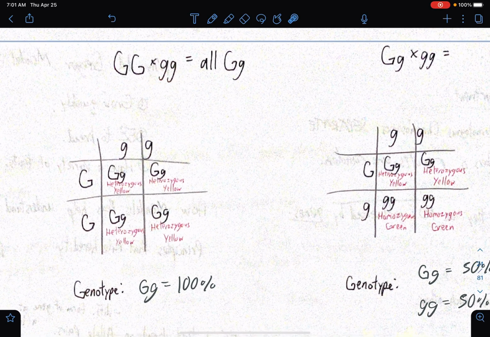Let's go to this one. If we breed this time, both of them are homozygous, but one has the dominant trait because the letter is capital, and the other has the recessive trait because it is not in capital letters.